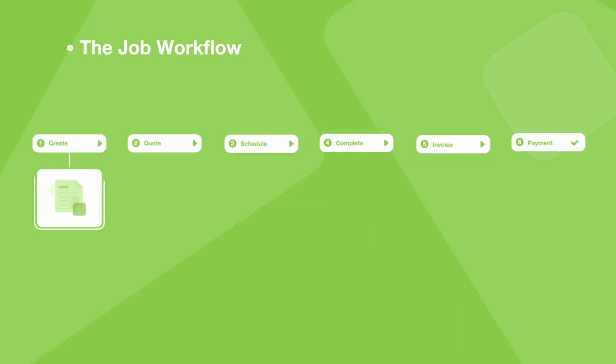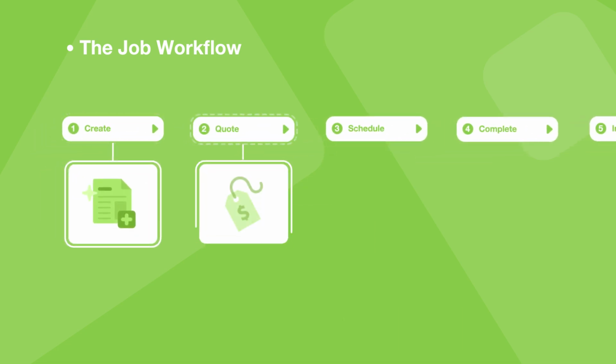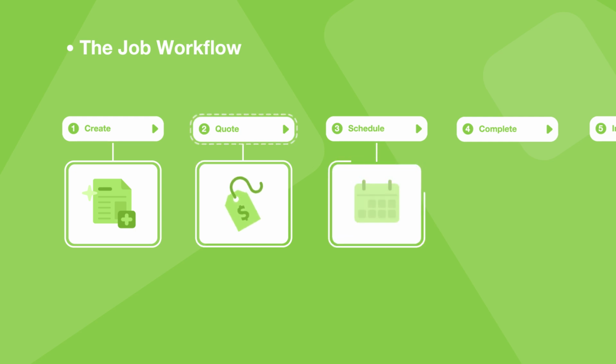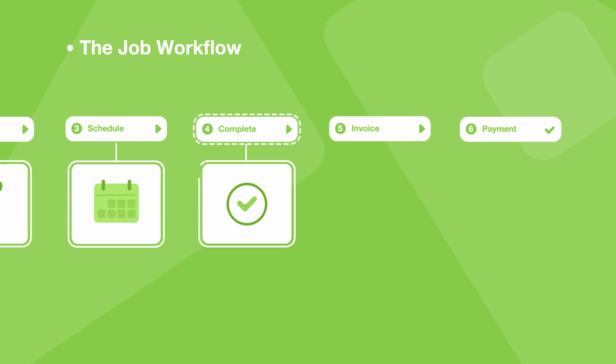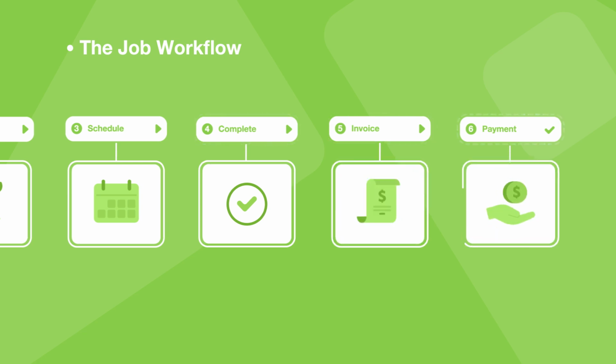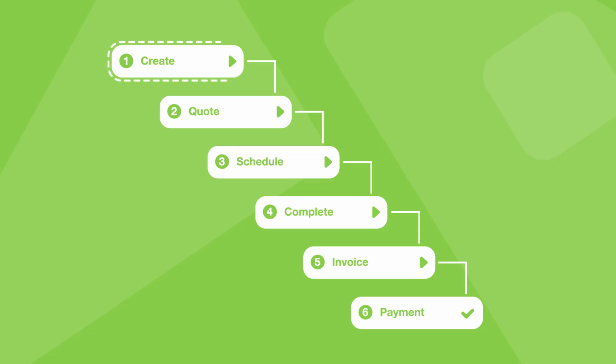Here's how it works. You create a new job for the customer and add all the details. If they want one, you send them a quote. Once they accept the quote, you schedule the work to be done, you visit the customer, do the work, and then complete the job, you invoice the customer, and finally, you get paid. And that's the basic flow. You don't have to go through all the steps. So for example, you can create a job and then invoice the customer without scheduling or visiting the job.